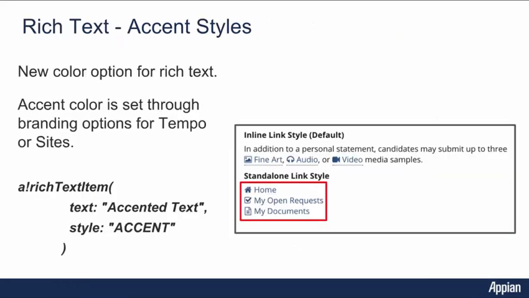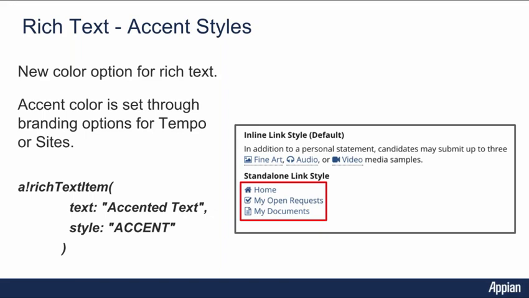We have a number of other UI updates to the overall Appian SAIL architecture. So first, with the rich text component, we allow for accent styling, which is the coloring of text. The accent style allows you to, say, choose an alternative color for a specific text by applying the accent color. If you're not familiar with the accent color, this is a branding option available inside Tempo or Sites. So you can configure the accent color.